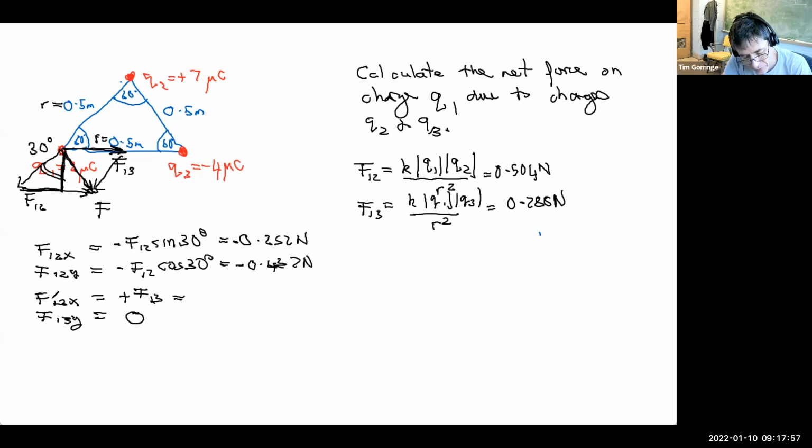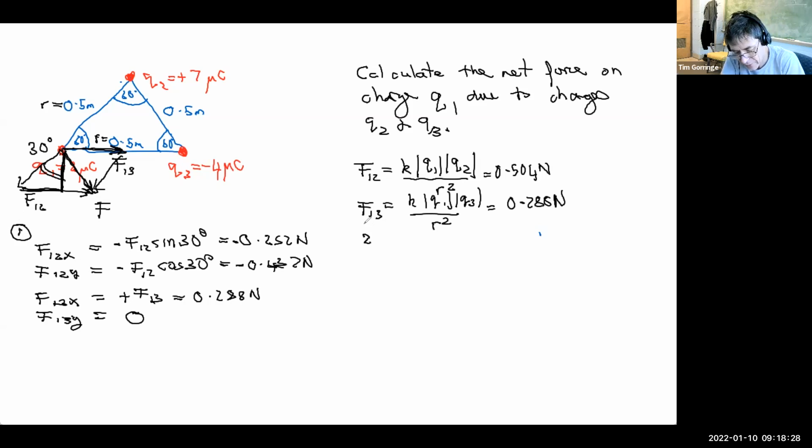And then finally, for the F13x component, the x component of the second force, that's simply equal to the magnitude of the second force, 0.288 newtons. Okay, so that's a big step. I'm going to label that step 1 maybe, in our adding up of the two forces. We've broken the two forces down into their horizontal vector components.